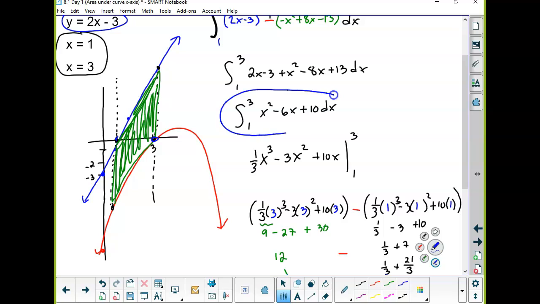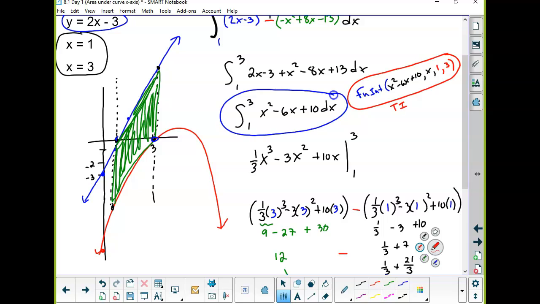So if you're doing this part in your calculator, it would be the definite integral, and then you type in the equation first, followed by the comma. Then you'd have to have x, because that x is like our dx. And then you'd have to put the lower bound, comma, upper bound, parentheses. And that should be in the TI-83 format.